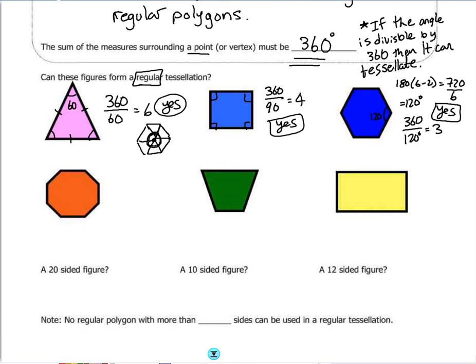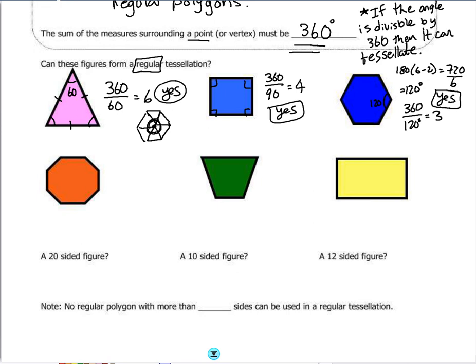Here we have an 8-sided figure. So we've got 1, 2, 3, 4, 5, 6, 7, 8. To figure out if this would tessellate, we need to find each interior angle of that octagon. So again, 180 times 8 minus 2. So I'm going to put in 180 times 6 and multiply that out to 1,080. And when I divide that by 8 sides, I find each interior angle, which in this case is 135.